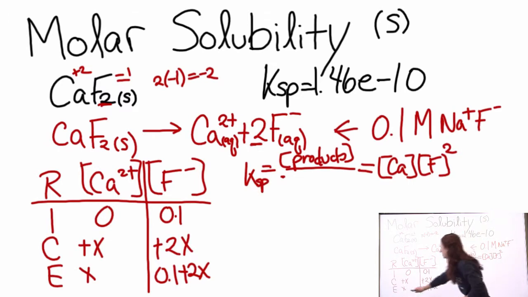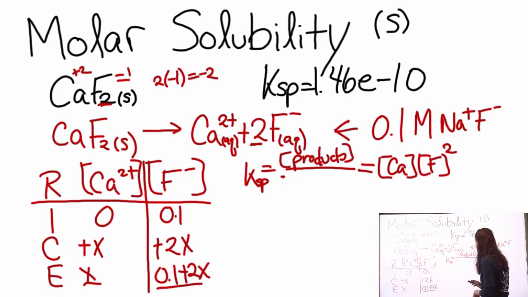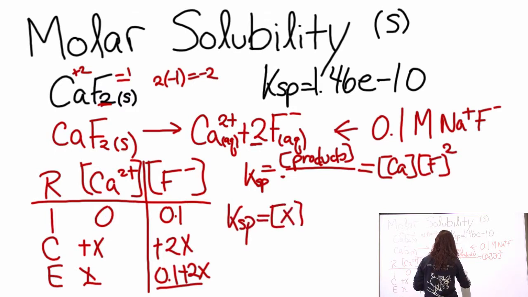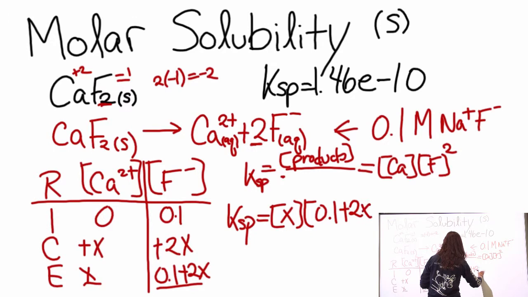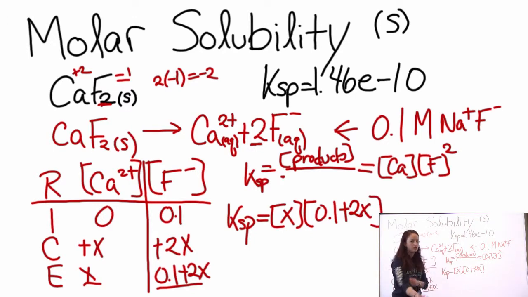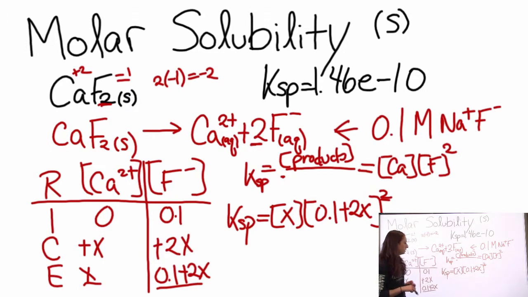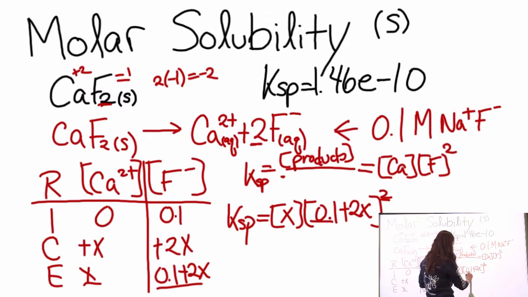The next step is to plug these concentrations in your ICE table into your KSP. So you'll get KSP equals x times 0.1 plus 2x, and this should be squared. Don't forget the squared. So to simplify this, we're going to make the assumption that your x is so much smaller in comparison to your 0.1 molar that if you add any 2x to this amount, it's essentially just going to stay as 0.1. So we can make the assumption that this goes away.